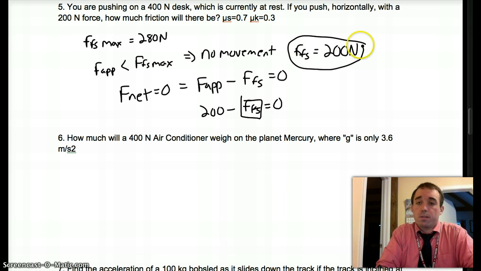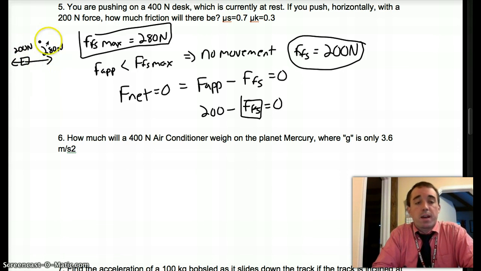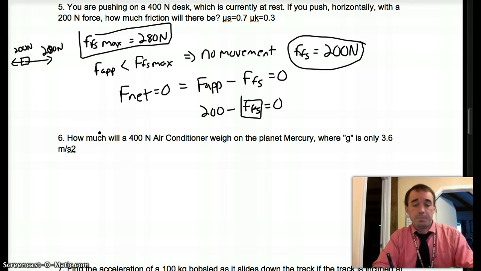Be careful. This is a very tricky problem. A lot of students get caught up on this and would easily have just stopped here and said, oh, 280. If that were the case, though, you would have had an unbalanced 280 newton force against the 200 newton applied force, or vice versa. It doesn't really matter. That would have been unbalanced. So this one has to be 200 as well. All right.